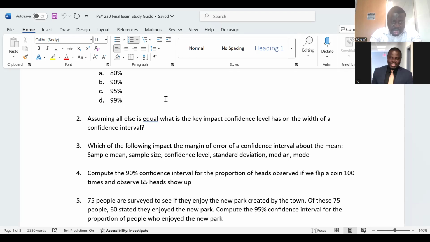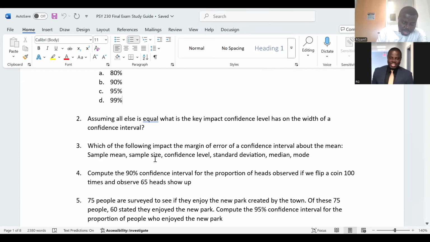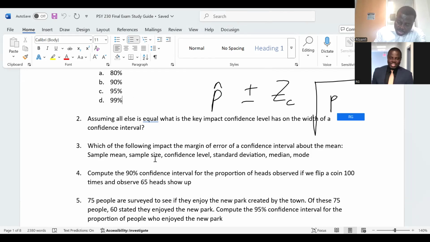All right. Now, this is a confidence interval for proportion. So you have to go to your formula sheet again and find that formula, the confidence interval, Z distribution, proportion. So you use this formula. All right. So let's go back. We're going to write the formula out here. This is p hat, which is the estimated p, or the sample proportion, plus or minus z, the critical value of z, times the square root of p hat times q hat, divided by n.